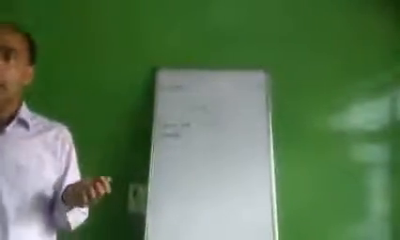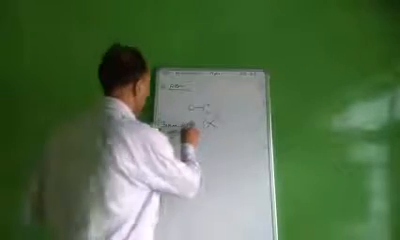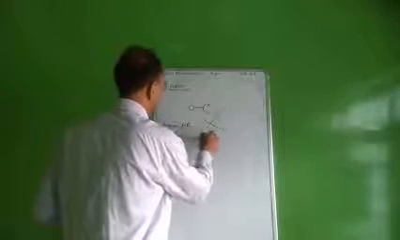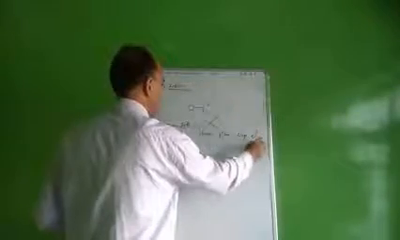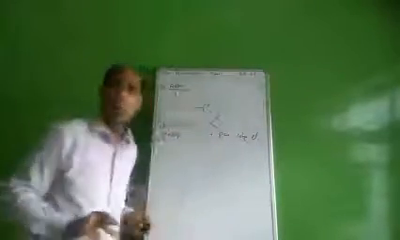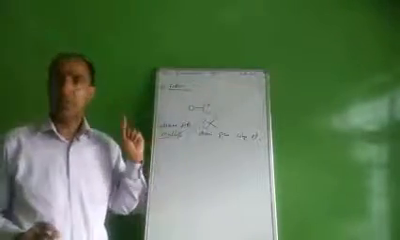And this type of reproduction is found in amoeba, paramecium, euglena, etc. I already told you these are the unicellular organisms. The second type is multiple fission.